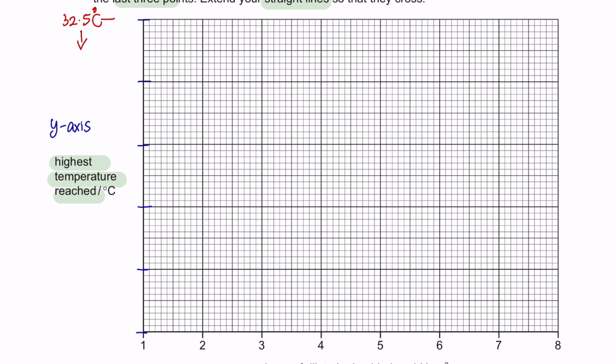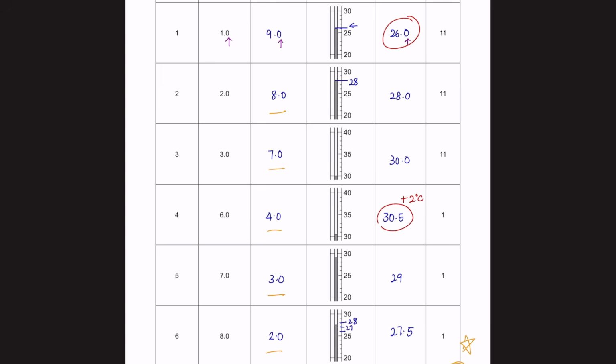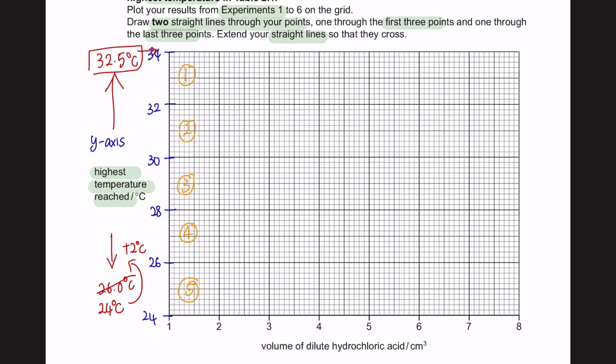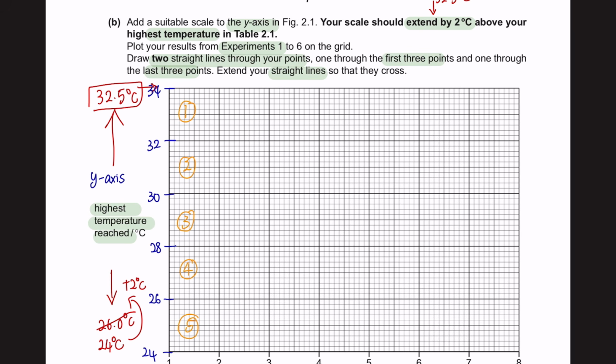The range of your temperature is from the lowest, 26, to the highest, 30.5. We have 5 boxes. So I'm going to reduce my scale down to 24 degrees Celsius and then add on 2 degrees Celsius for each box. Let's see if we manage to reach at least 32.5 degrees Celsius at our highest scale. So 24, 26, 28, 30, 32 and 34. 34 here is our highest scale, and we did extend indeed more than 2 degrees Celsius.